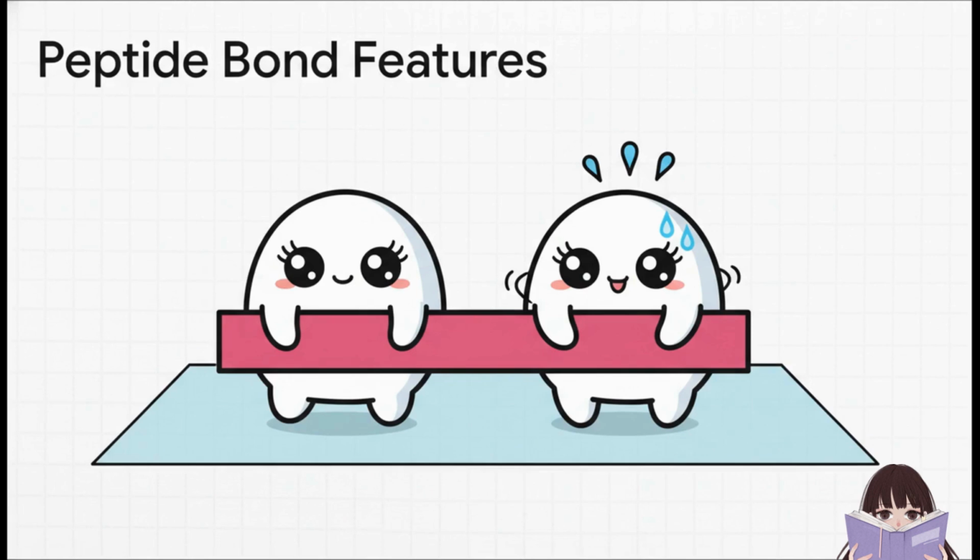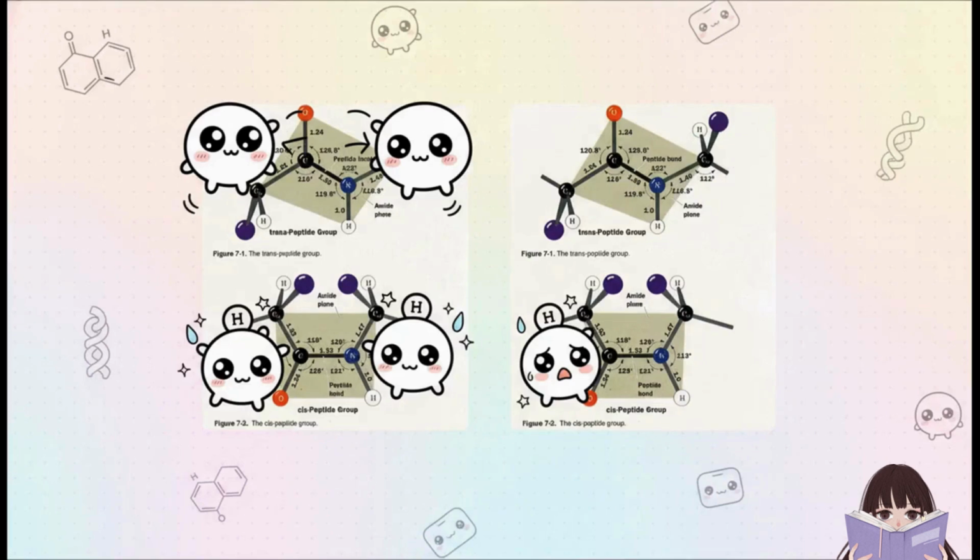It all starts here. As you can see here, there are basically two ways this bond can be configured: trans or cis. In nature, the trans form is the one you see almost all the time, and the reason is pretty simple, really. It puts those big, bulky R groups on opposite sides of the bond. This just gives them more space. It minimizes crowding and makes for a much more stable structure. Chemists have a great term for this crowding: steric hindrance.